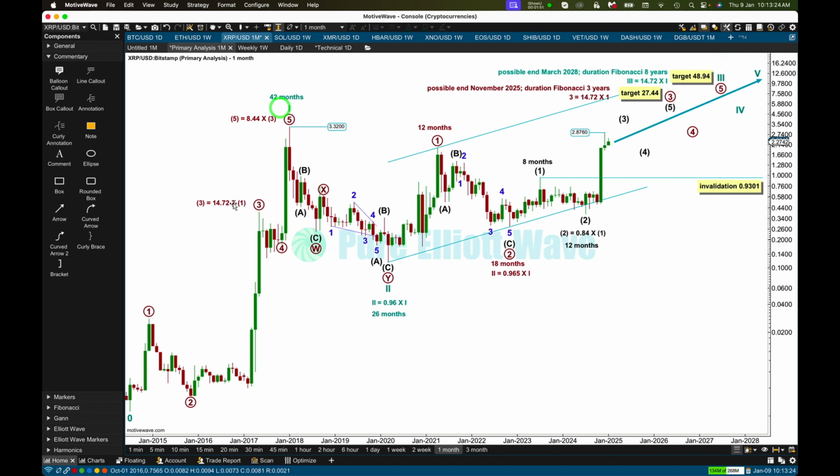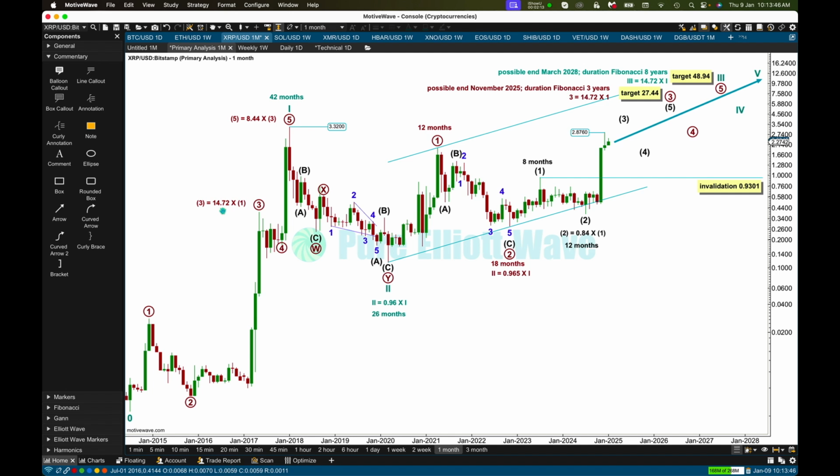Within cycle wave 1, primary 3 is 14.72 times the length of primary 1. I think I've double checked this data. I've changed to Bitstamp data. The previous data I was using wasn't as good, and I think this is slightly better. There are slight differences in different data feeds. Well, this is a global market. That's how they work. So primary 3 is 14.72 times the length of primary 1.